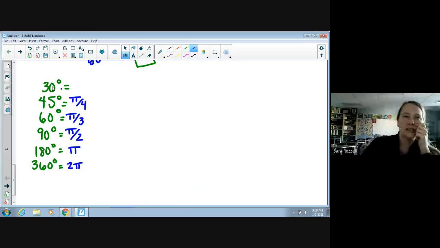And 30 degrees is going to be pi divided by what? 180 divided by what gives you 30? 6. Good. And you can go back and check all of these, but 180 over 6 is 30. 180 divided by 4 is 45. 180 divided by 3 is 60. 180 divided by 2 is 90. 180 is 180, and 2 times 180 is 360.